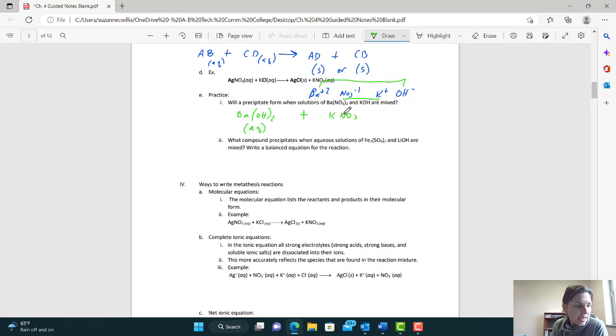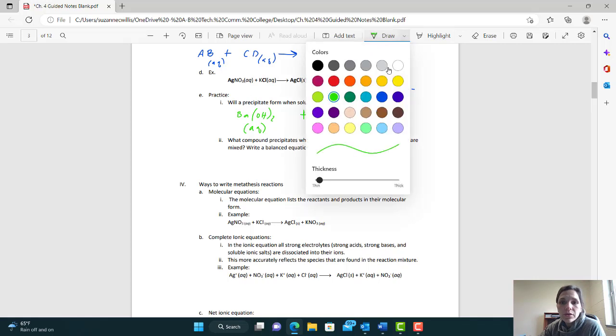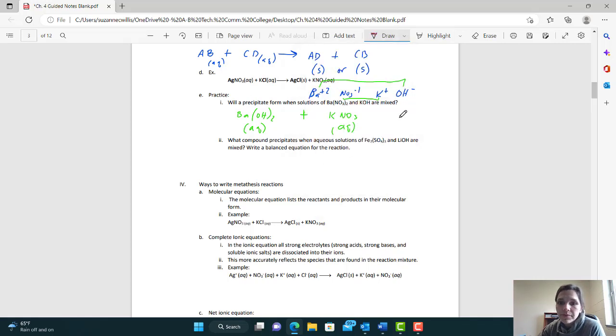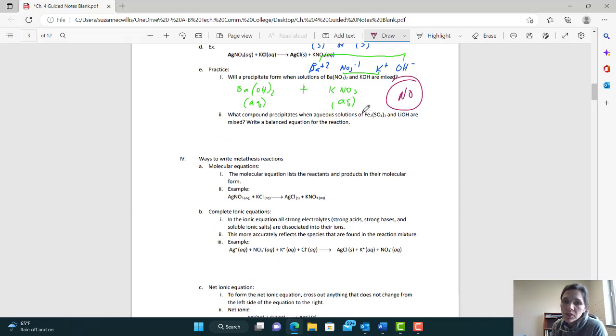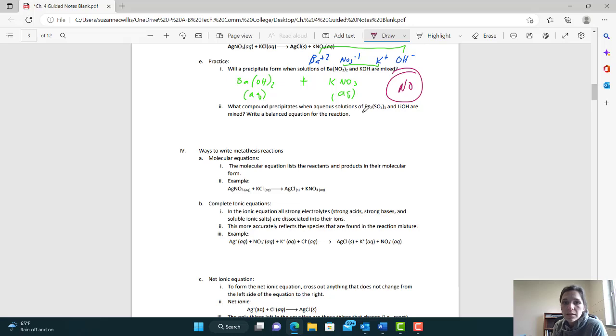Next, we look at K and NO3. Do you remember that K and NO3 are both ions that make everything soluble? So automatically soluble, aqueous. So will a precipitate form? In other words, will you get a solid product? No. So no reaction will occur there. All that you're doing is just mixing ions in a solution, and they're just still hanging out as ions.